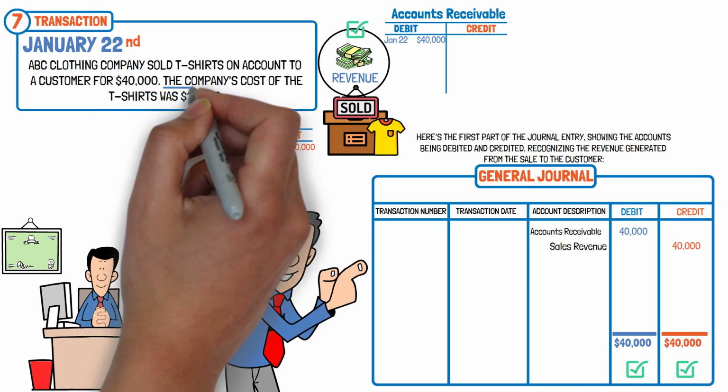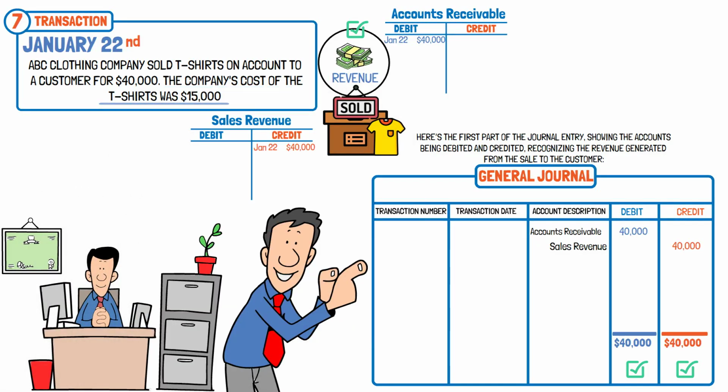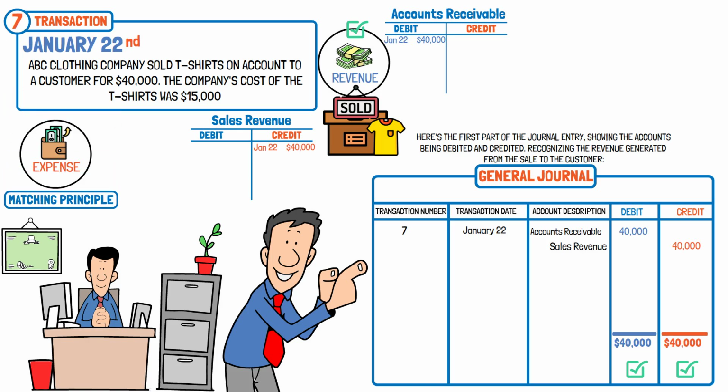The second part to account for is the cost of the t-shirts to the company that were sold to the customer. This will reflect the expense being recognized or reported in the company's books, aligning with the matching principle to report the expense in the same accounting period as when the revenue was generated.